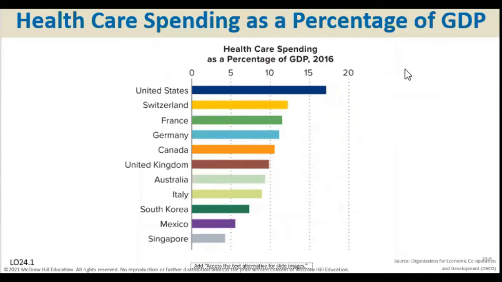The spending on healthcare as a percentage of GDP for selected nations compared to the United States. So you see that as a percentage of GDP, and this is from 2016, the United States spends more than the rest of the industrialized nations.